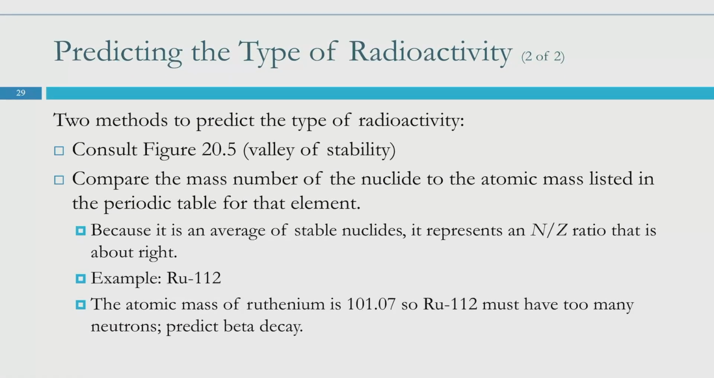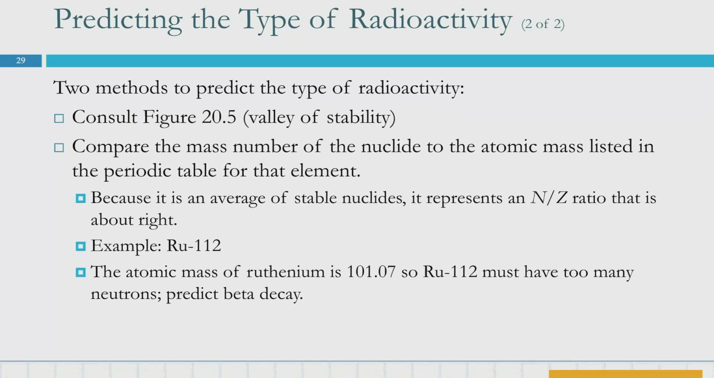Okay, so if we want to predict the type of radioactivity, we can consult the graph of our N to Z ratio, and pick where we are for whatever nuclide we have. Look at how we would need to change to get to our island of stability, either going down or going up. We could also compare the mass number of the nuclide to the atomic mass that's on the periodic table.